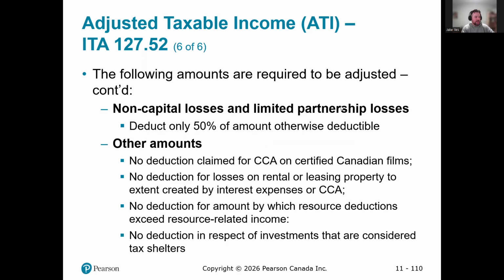Non-capital losses and limited partnership losses will only deduct 50%. And there's no deduction claimed for CCA, no deduction for losses on rental or leasing property, no deduction for the amount by which resource deductions exceed the income, and no deductions considered for tax shelters. So the AMT significantly reduces or removes your access to credits, deductions, and tax shelters.